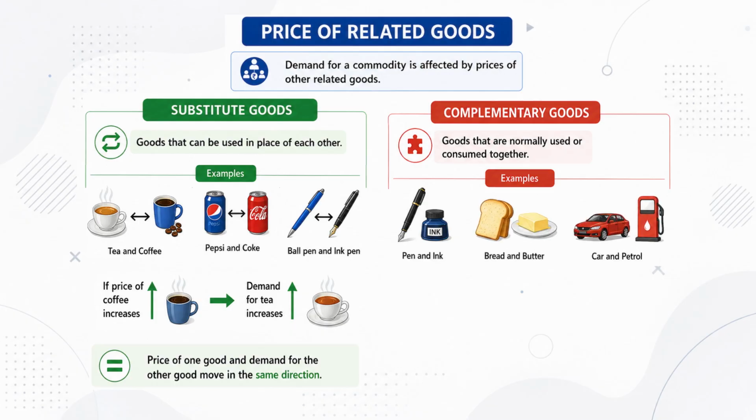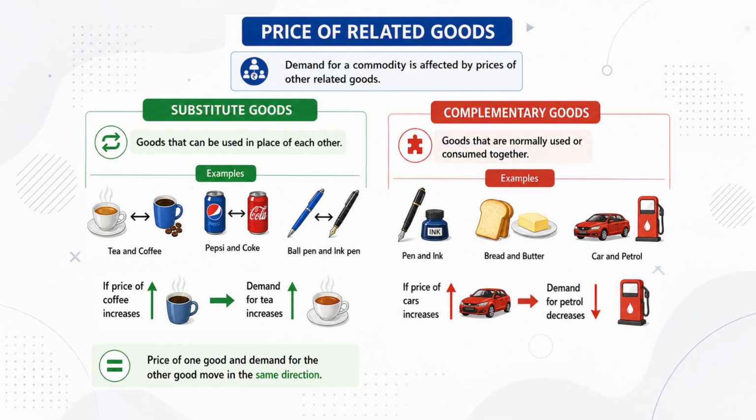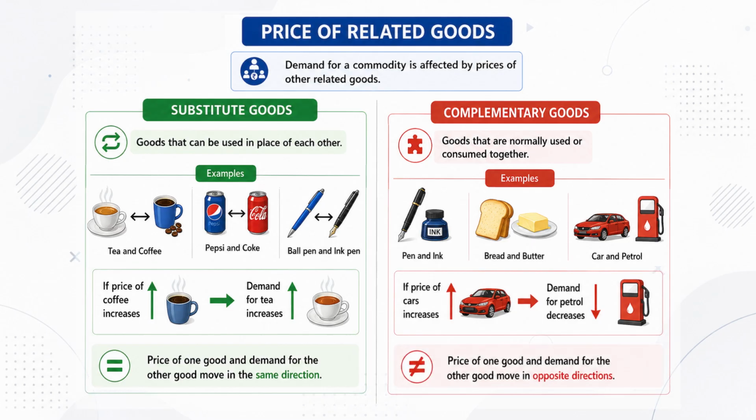Let us take cars and petrol as an example. Suppose the price of cars increases significantly. As cars become more expensive, the quantity demanded for cars may decrease. Since fewer cars are purchased, the demand for petrol may also decrease, even though the price of petrol has not changed. Therefore, in the case of complementary goods, the price of one good and the demand for the other good move in opposite directions.